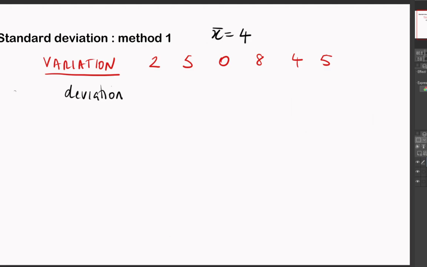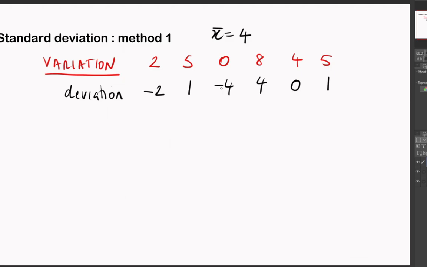The way we're going to do that is we're going to take our number and subtract the mean to find the difference. So 2 take away 4 is minus 2. 5 take away 4, 1. So this is showing that the first number is 2 below the mean. The second number, 5, is 1 above the mean. 0 minus 4, minus 4. 8 minus 4, 4. 4 minus 4, 0. So exactly the same as the mean, so it has a deviation of 0. And 5 take away 4 is 1.